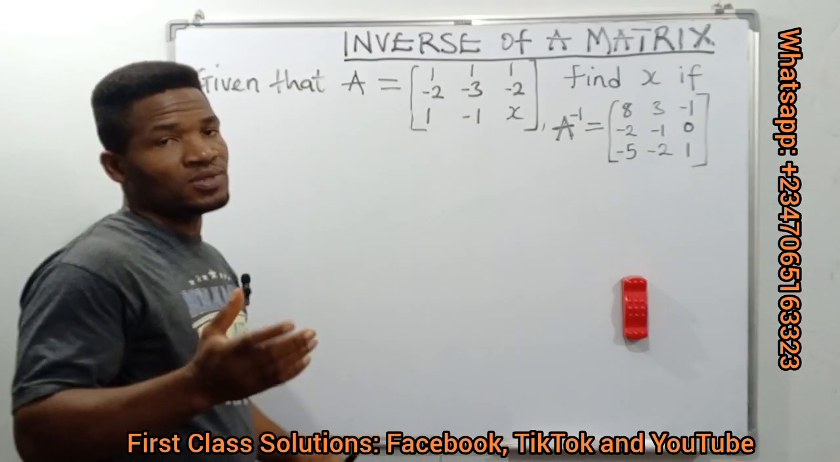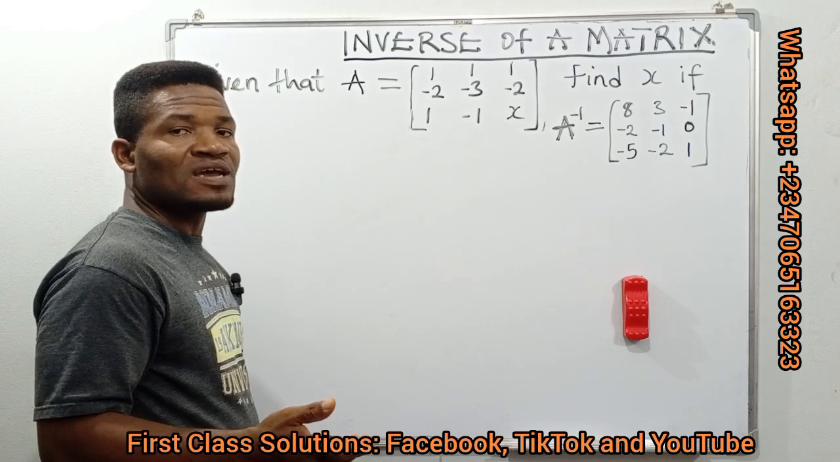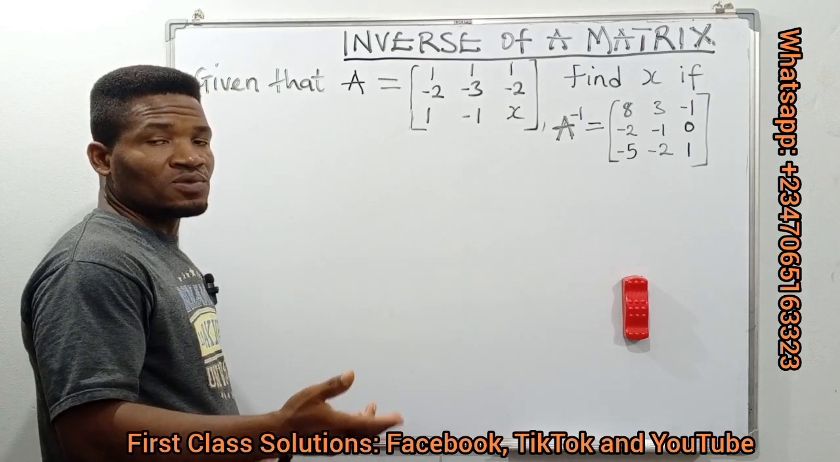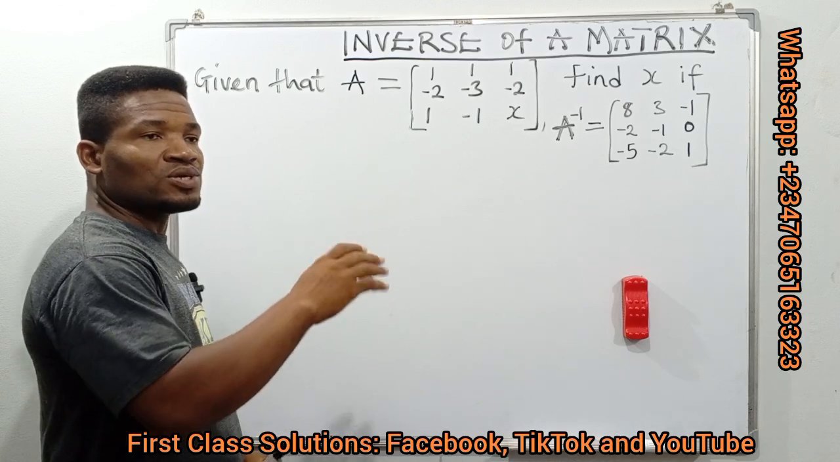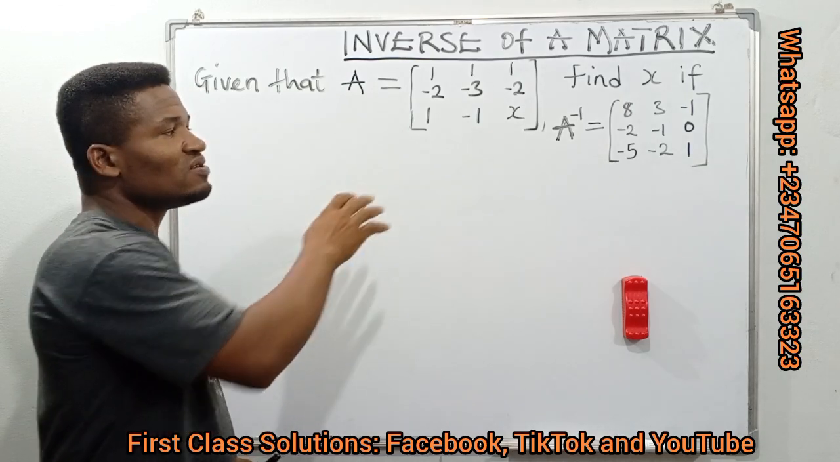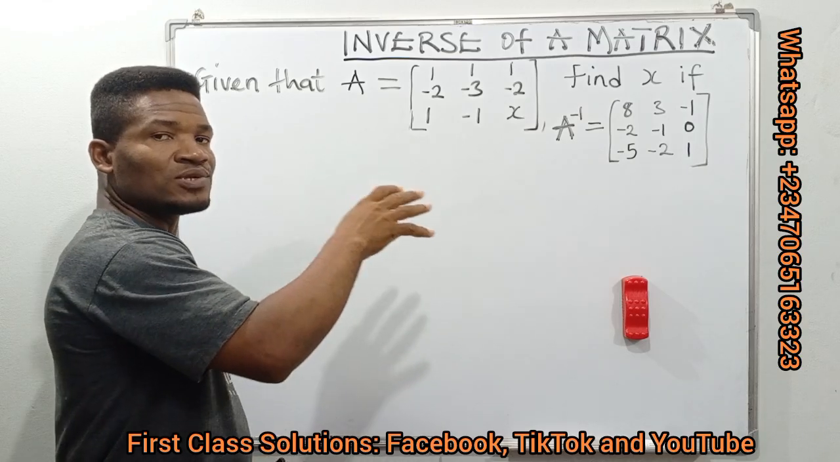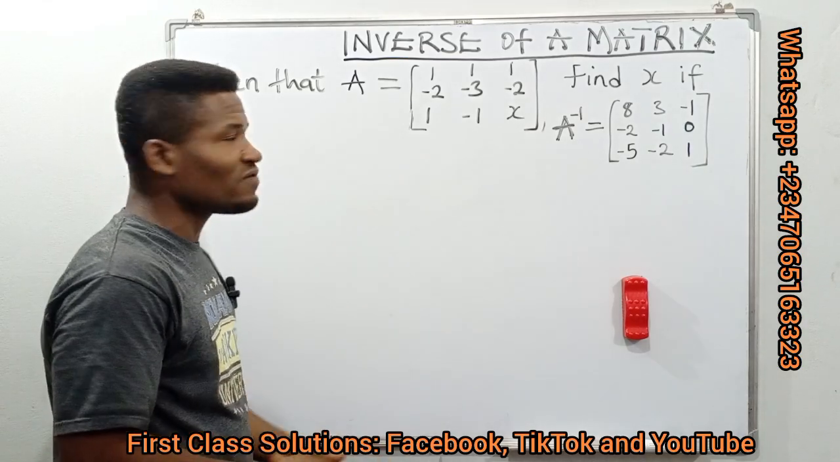Calculating the inverse of a matrix is not as difficult as it sounds. First of all, you get the determinant of that matrix. You get the cofactors of the matrix. Then you transpose those cofactors to get the adjoint, and you divide the adjoint by the determinant of the matrix. Then it will give you the inverse of that matrix.